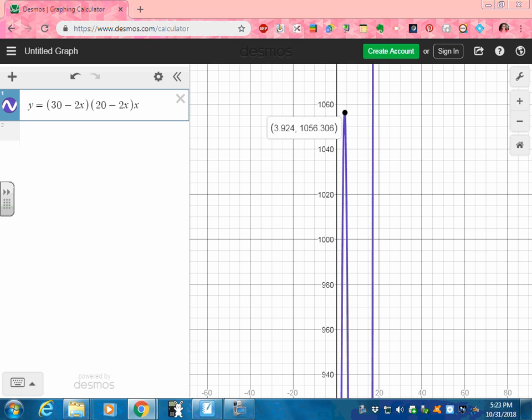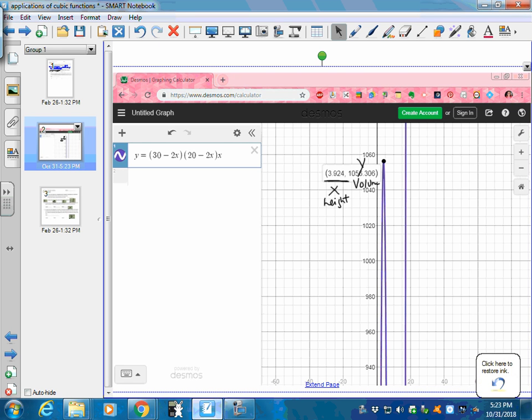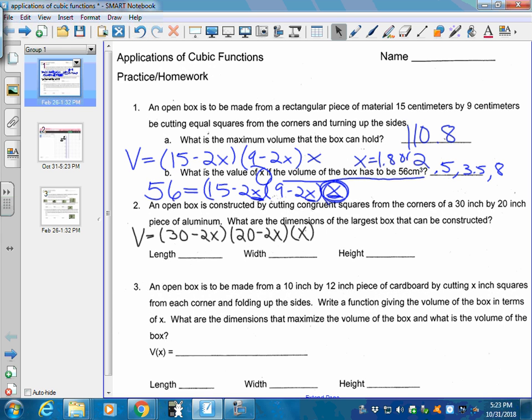So x, and this is my volume. So height is your x, volume is your y. Okay, I'm going to add that to my Smart Notebook. Let me go back into there. Now, that's my page that shows where my volume was. So we've got 1056 is the max volume. And we've got now to find the dimensions.